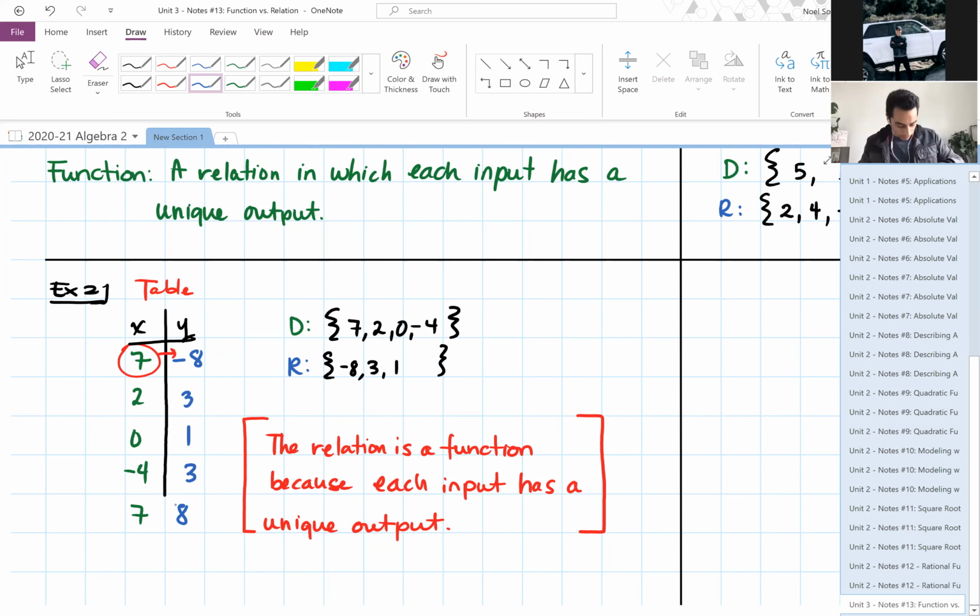So this right here, if I'm talking about this scenario right now, this would be a relation because the input 7 gives me two different outputs. Okay. Now, if it just showed up again, this still represents a function because 7 only goes to negative 8. Even though it shows up twice on the table, the connection between 7 and negative 8 is unique, right? 7 only goes to that output, even if it shows up twice. All right, that's what I'm trying to say.